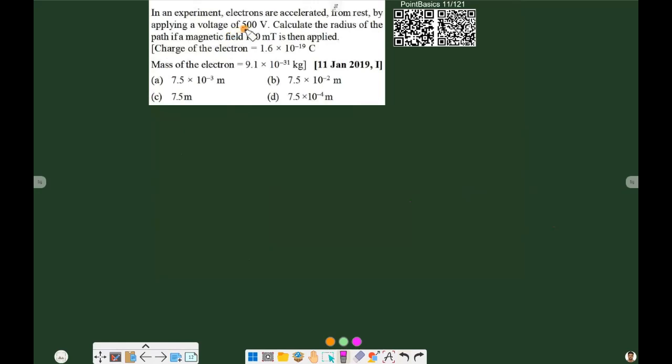In an experiment, electrons are accelerated from rest by applying a 500 volt potential. Calculate the radius of the path if a magnetic field of 100 millitesla is applied; charge and mass are given. So we have to find the radius, and radius is given by mv by qB. We know the mass, we have the charge, we have the magnetic field, and we have to find the velocity, which can be found as the particles are accelerated through a potential of 500 volt.